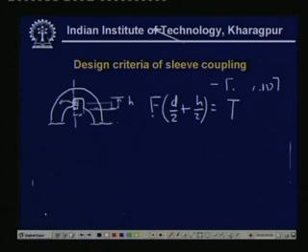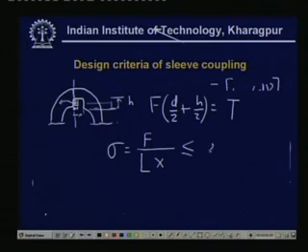Now this is how we calculate F, and the stress over these sections will be sigma equal to F divided by this area, and that will be equal to the length of the sleeve times this length, which is equal to x say, and that must be less than or equal to sigma allowable.